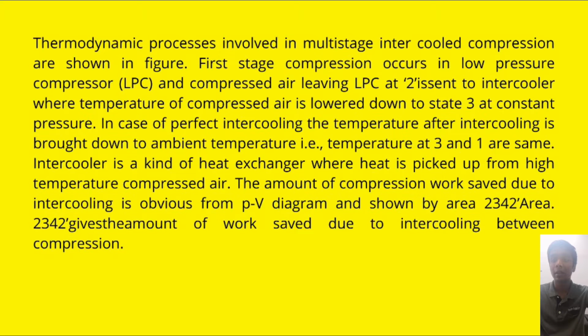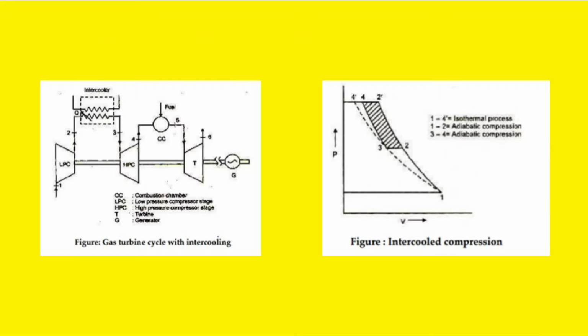In case of perfect intercooling, the temperature after intercooling is brought down to ambient temperature. As an example, temperatures at 3 and 1 are the same. Intercooler is a kind of heat exchanger where heat is picked up from the high temperature compressed air. The amount of compression work saved due to intercooling is obvious from the PV diagram and shown by area 2342. Area 2342 gives the amount of work saved due to intercooling between compression.